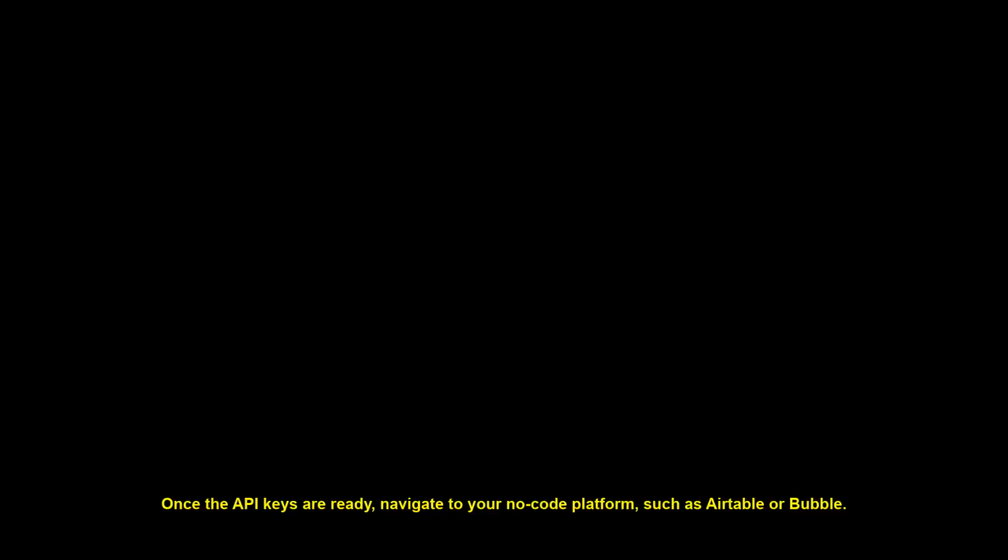Once the API keys are ready, navigate to your no-code platform, such as Airtable or Bubble. In your no-code platform, locate the API integration settings. Input your Clerk API keys into the designated fields.